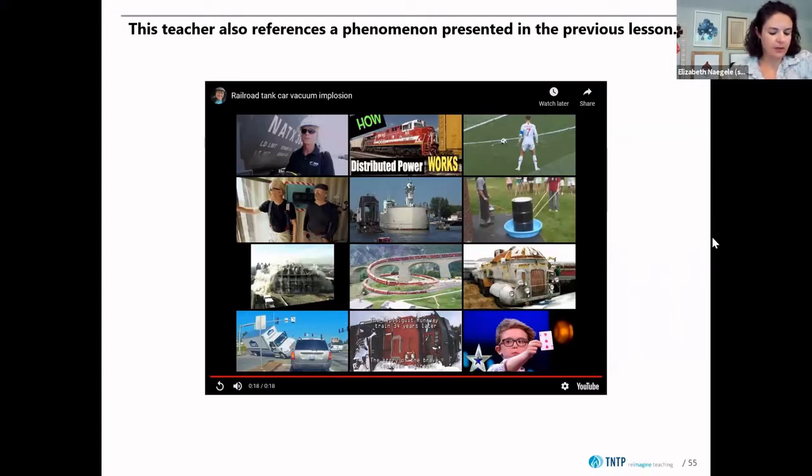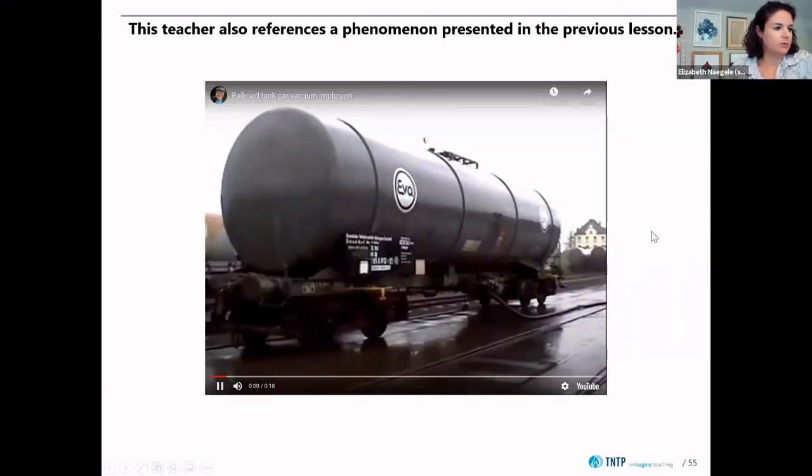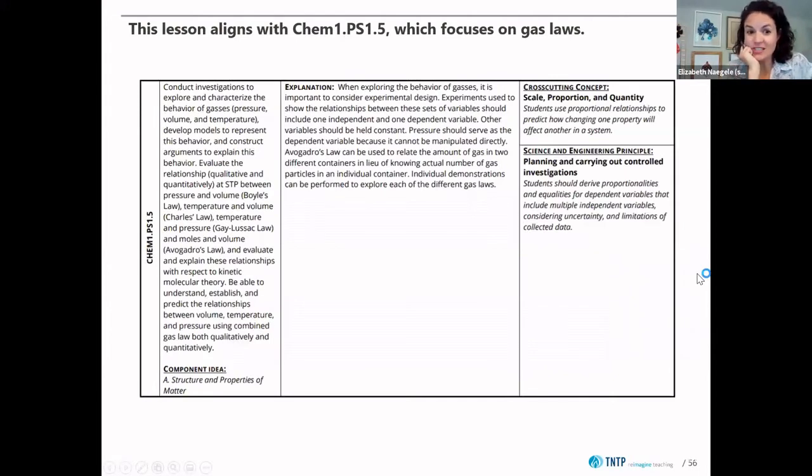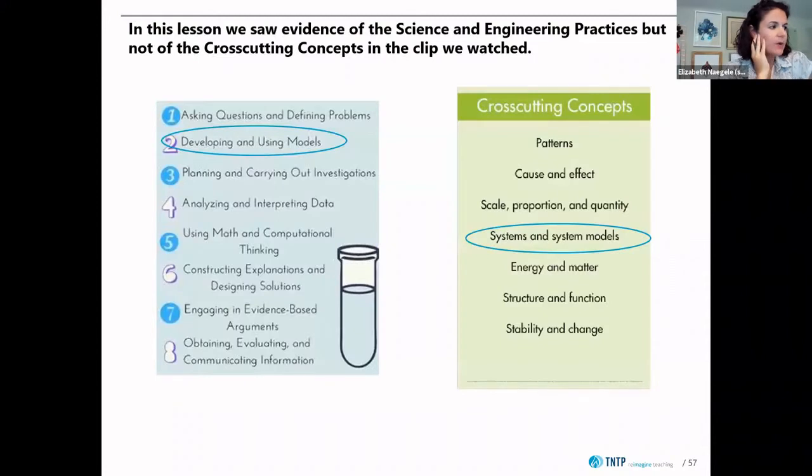We want to be thinking also about the evidence in relation to the standards and the 3 parts of the standards. This assignment does align with the high school chemistry standard, PS1.5, and the first sentence is conduct investigations to explore and characterize the behavior of gases. They're talking about the behavior of gases when they are thinking about temperature, pressure, and volume. So it does align to the correct disciplinary core idea. And then we want to ask ourselves about the presence of the science and engineering practices and the cross-cutting concepts.